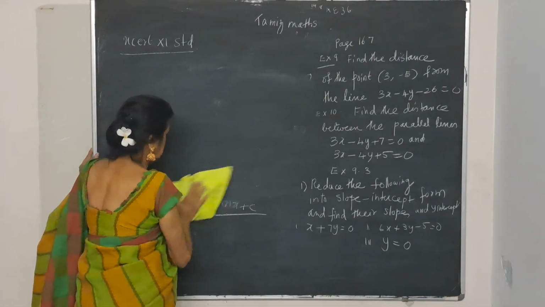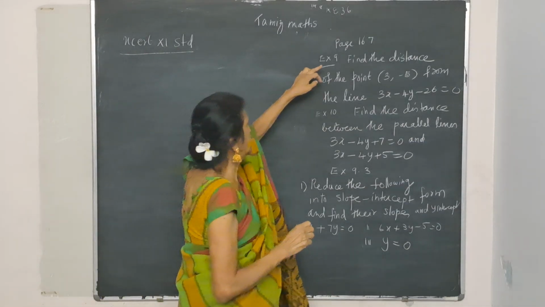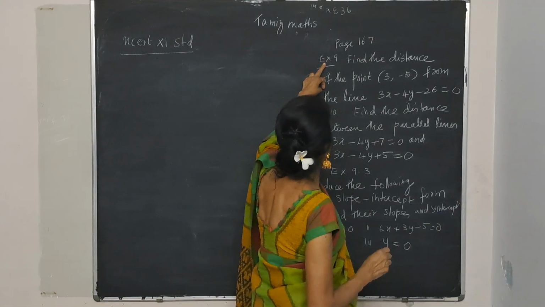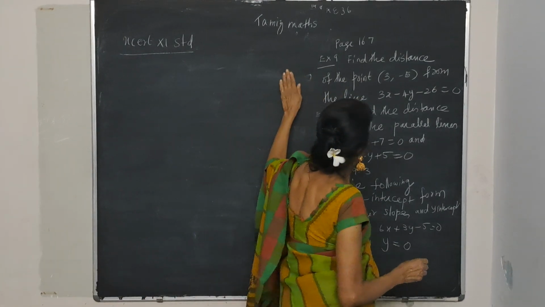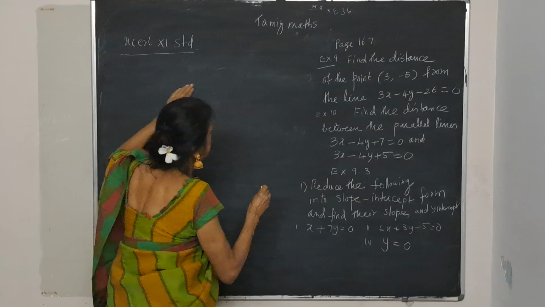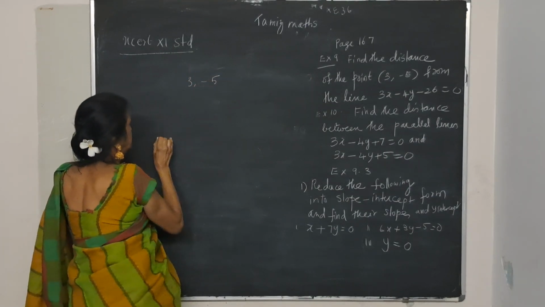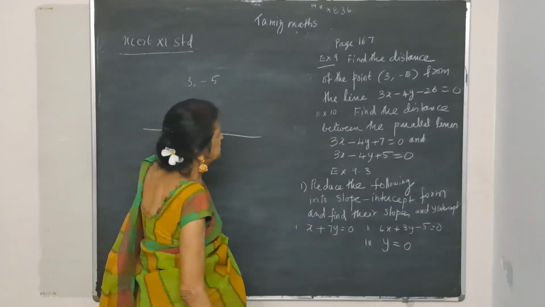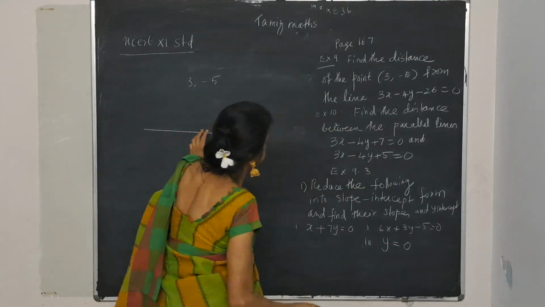Now let's go about it. It's example 9 on page 167. Find the distance of the point (3, minus 5) from the line 3x minus 4y minus 26 equal to 0.